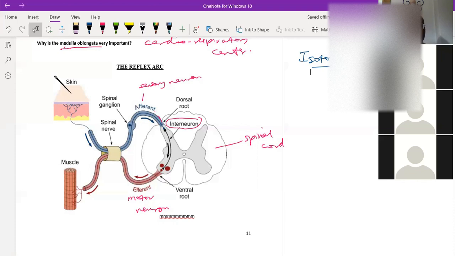And sometimes my pen, I don't know why it sometimes ends up, okay, it's back. I don't know what happens sometimes.